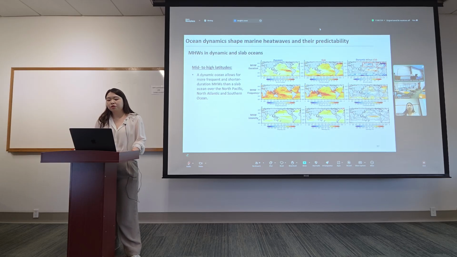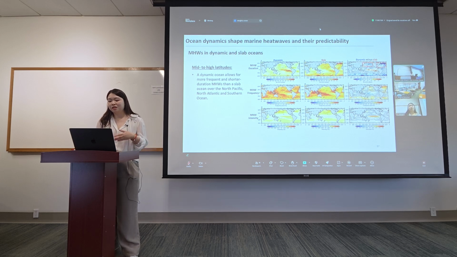And our story doesn't stop in the tropics. If we look at the mid and high latitudes, we also see a big effect of the ocean dynamics. Here, the dynamic ocean tends to produce more frequent but shorter marine heat waves, unlike the clear ENSO mechanism in the tropics. So this region is much more complicated.